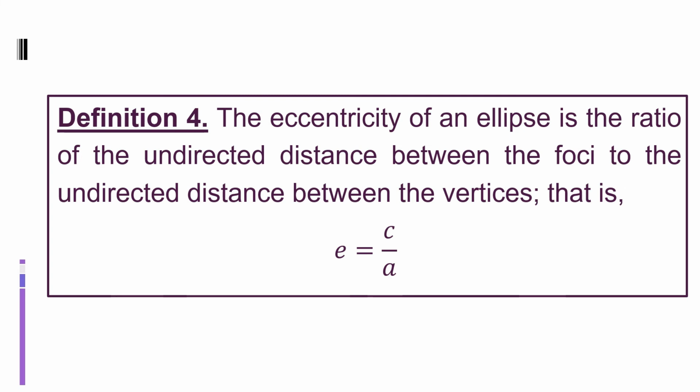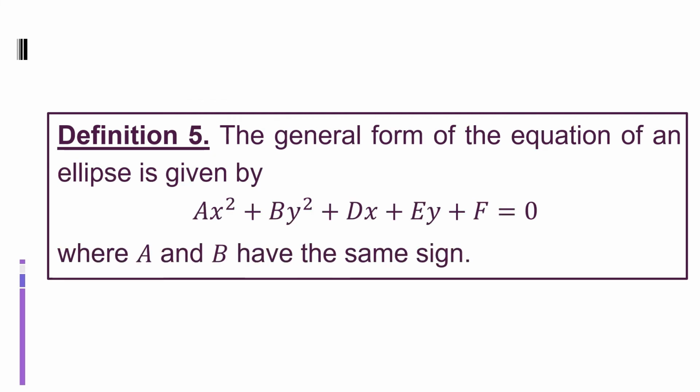The eccentricity of an ellipse is the ratio of the undirected distance between the foci to the undirected distance between the vertices. So, that is e is equal to c over a. And the general form of the equation of an ellipse is given by ax squared plus by squared plus dx plus ey plus f equals 0, where a and b have the same sign.